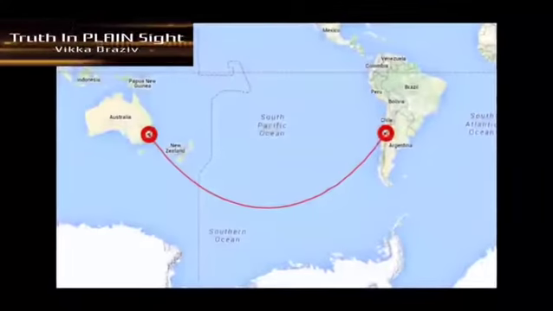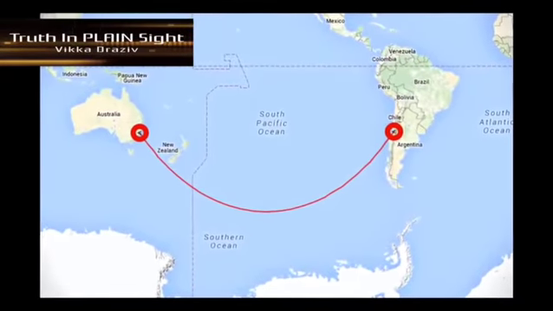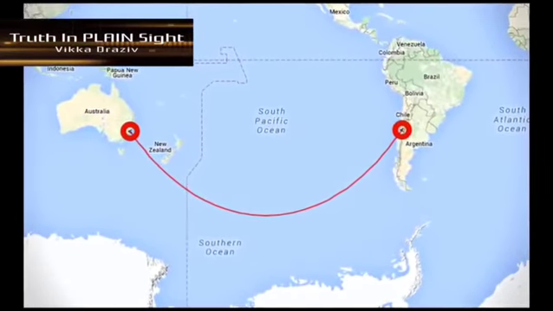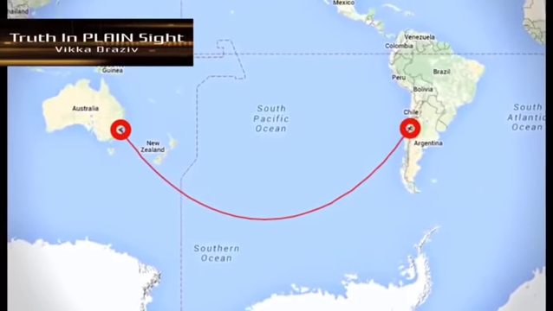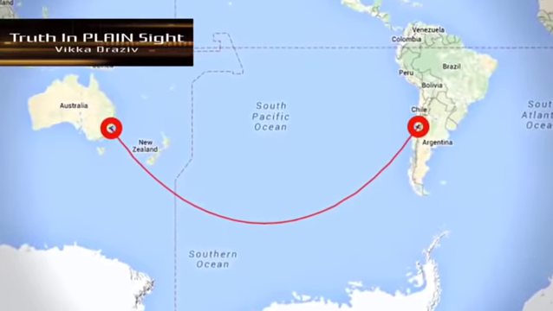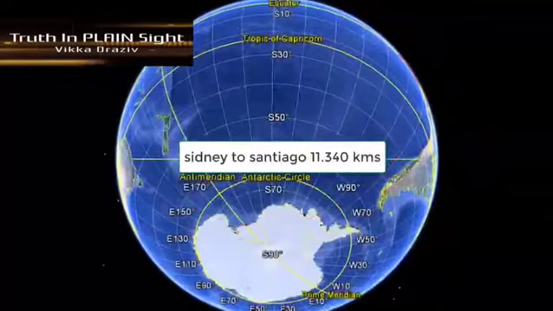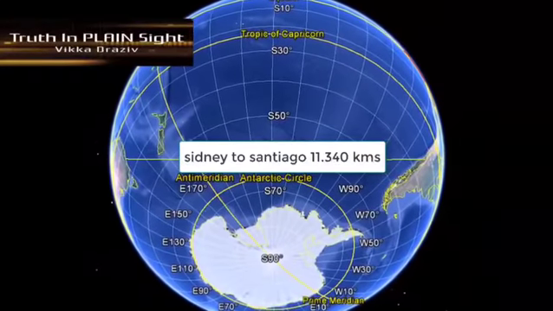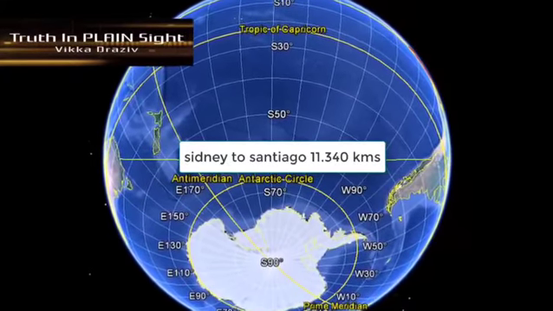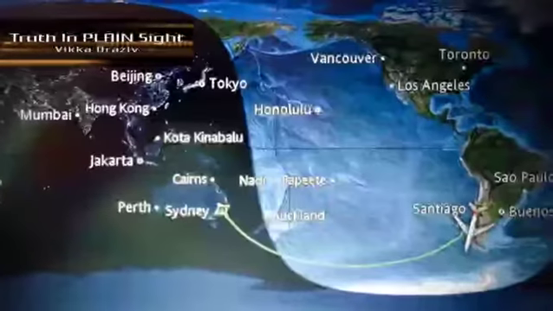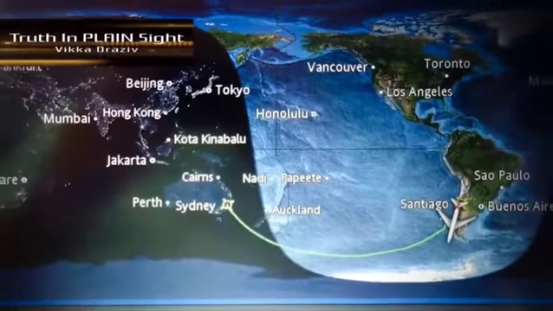Many opponents of the flat Earth model mention that the flight time from Sydney, Australia to Santiago de Chile would be a convincing proof of the spherical Earth. According to official figures, the distance between these two cities is 11,340 kilometers. But how did they come to that conclusion? Measuring the distance by land is practically impossible.